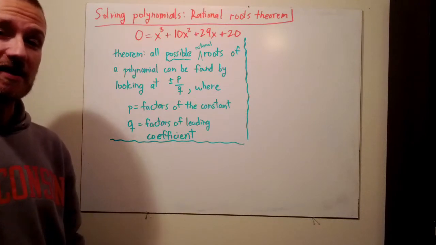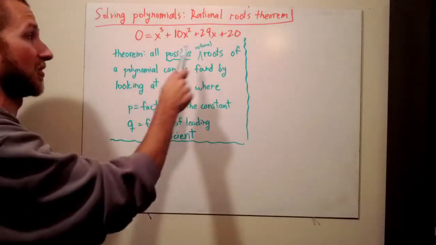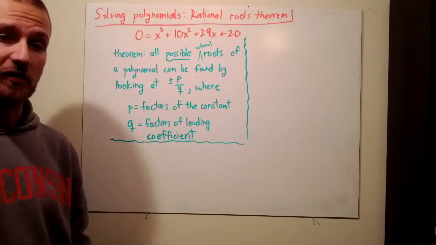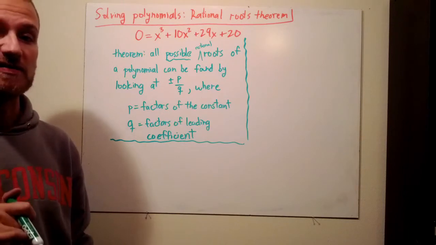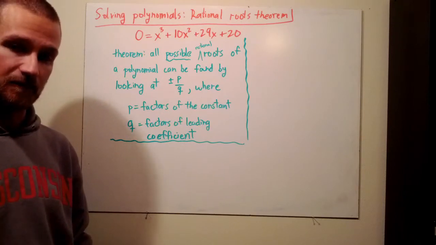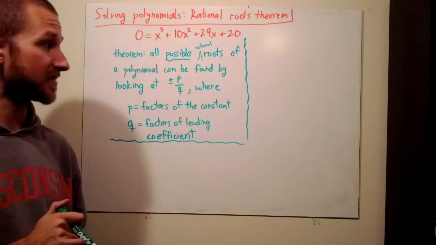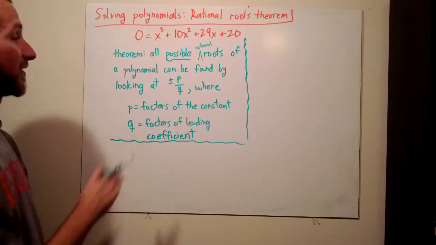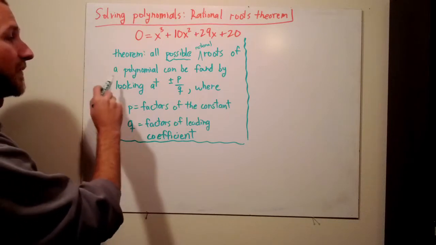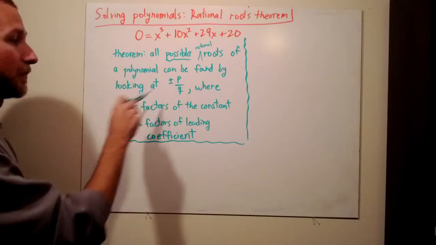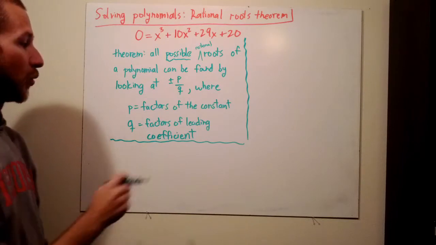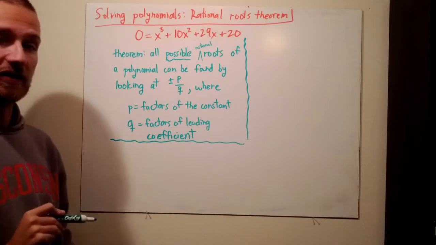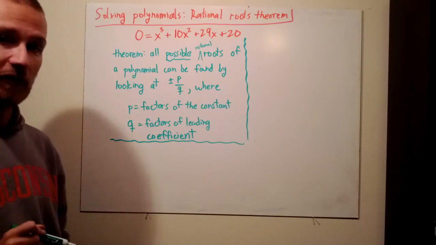What I would call the roots are the values of x that satisfy this equation and make it actually equal to 0. Now, we could have all kinds of different numbers for those, but this theorem tells me that all of the rational ones, that is, all the ones that can be written as fractions, must be of a certain form. That is, the theorem is: all possible rational roots of a polynomial can be found by looking at plus or minus p divided by q, where p is equal to factors of the constant term, and q is equal to factors of the leading coefficient. Okay? Let's put that into use here.